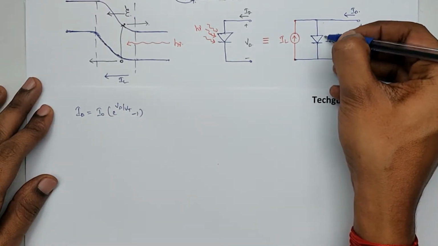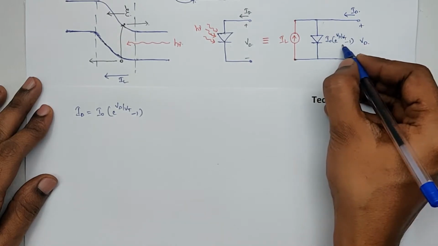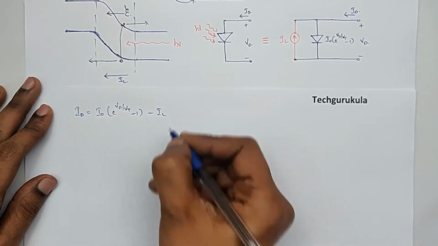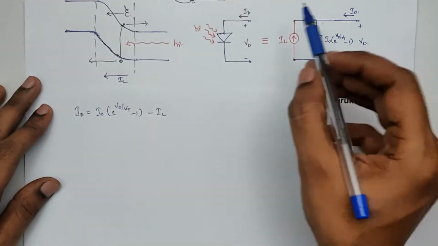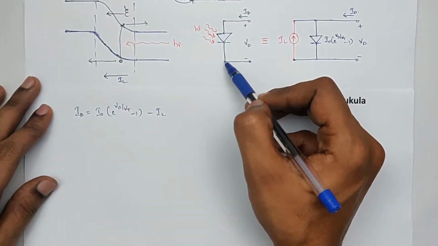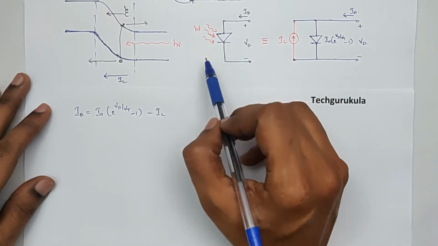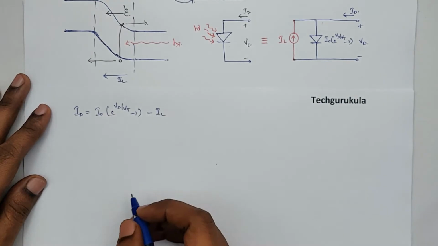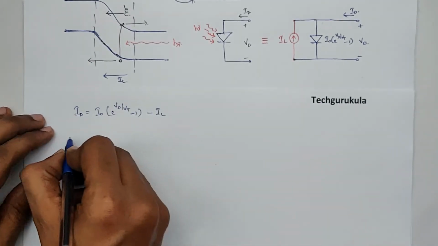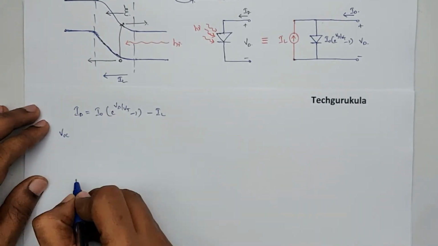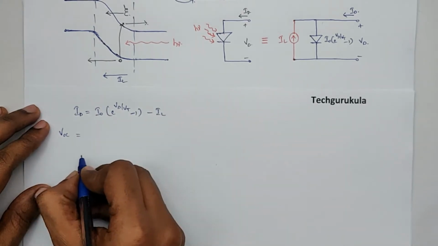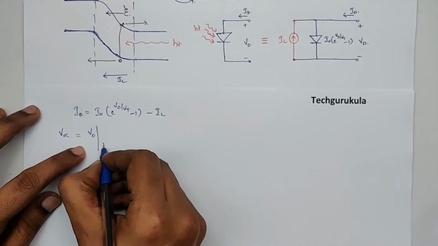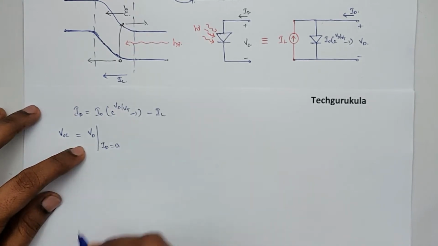That's a current flowing through this diode, which is given by this equation, minus IL. This is the current that would be flowing through this diode under incident light. So now looking at what is open circuit voltage. Open circuit voltage, VOC, is nothing but Vd at which Id is equal to 0.